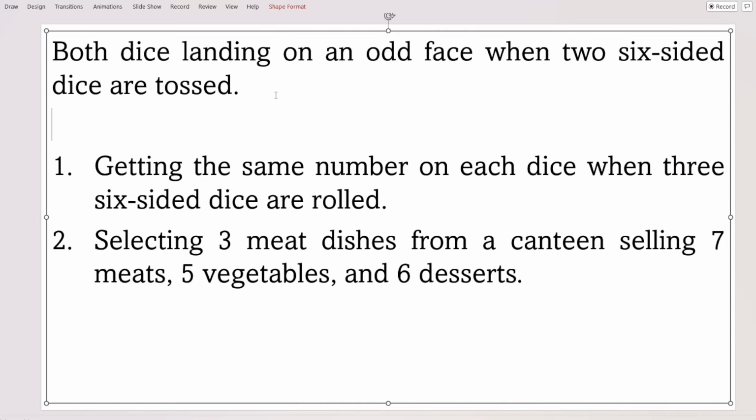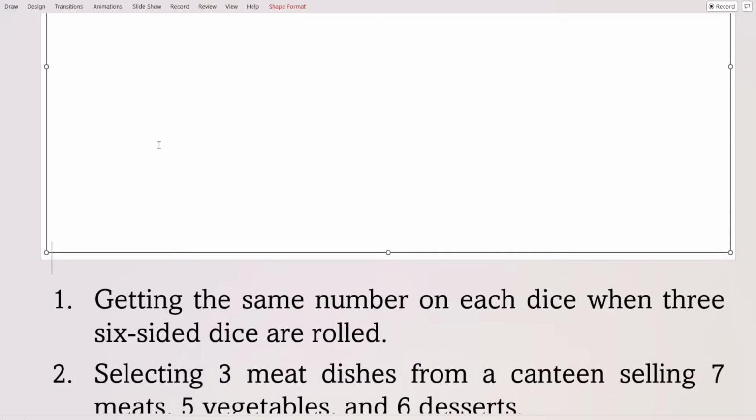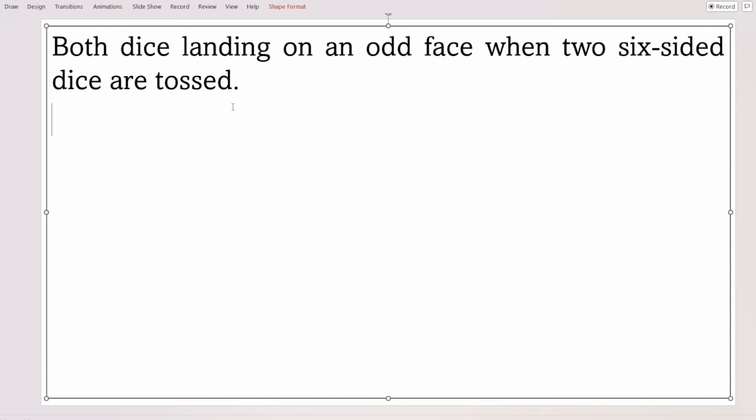So number 3, both dice. Landing on an odd face when you throw 2 6-sided dice. So what is the event E here? The event E, yung gusto nating tignan is this: when both dice land on an odd face. So ano nga ulit yung when you talk about odd, these are numbers that are not divisible by 2. So that's 1, 3, 5, 7. Sa negative side, you have -1, -3, -5. So that is our E.